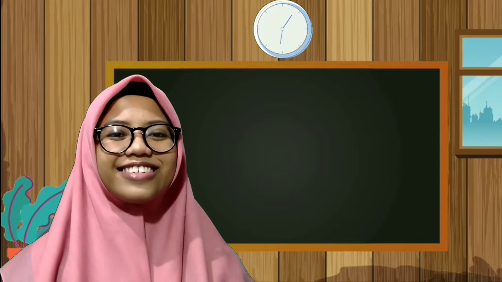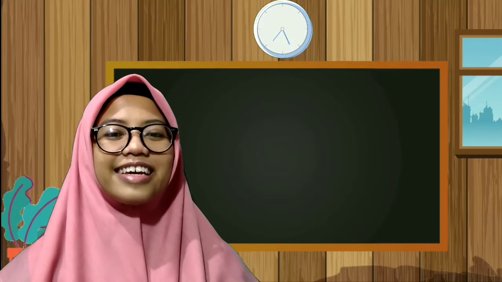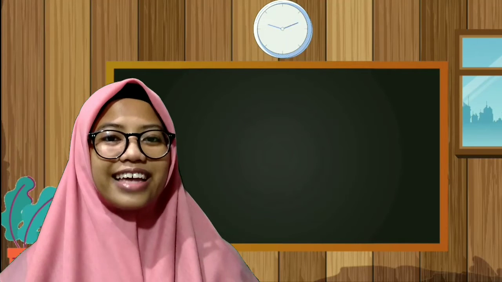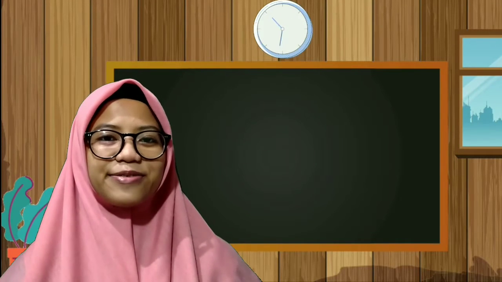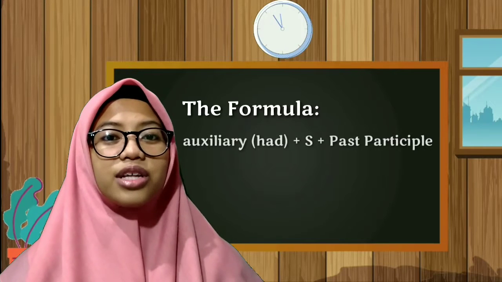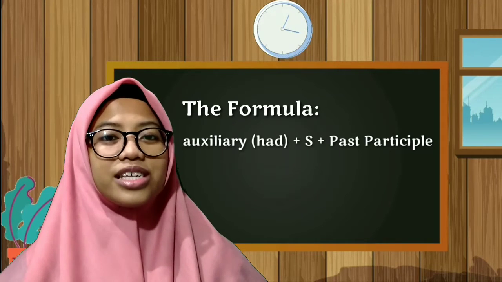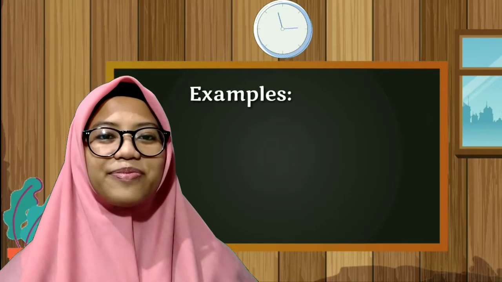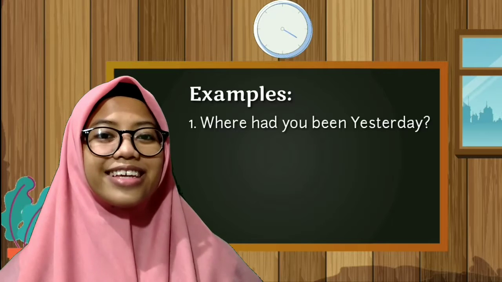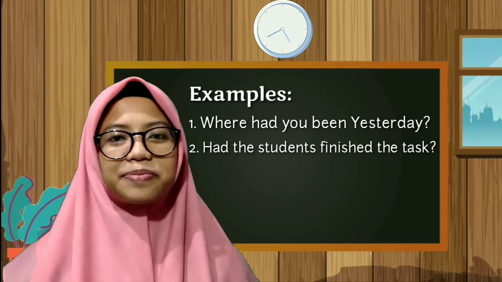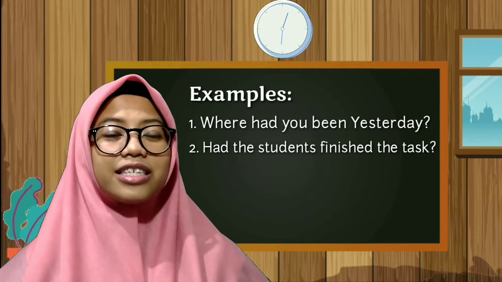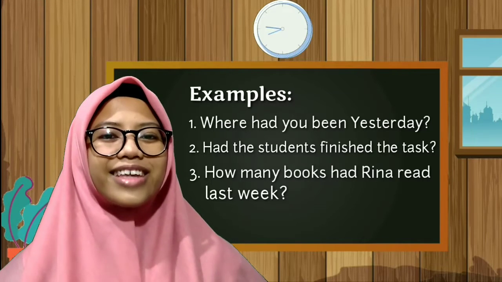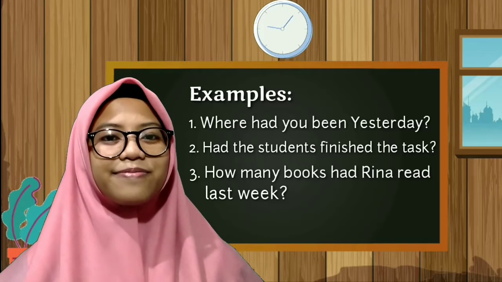Hello everyone, my name is Zulfa. Here, I would like to explain the third part of the past perfect tense, which is interrogative. We arrange the question by changing the position of the subject and the auxiliary. For example, where had you been yesterday? Had the students finished the task? How many books had Rina read last week?